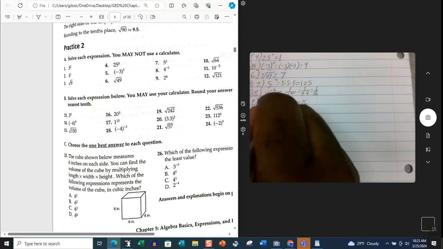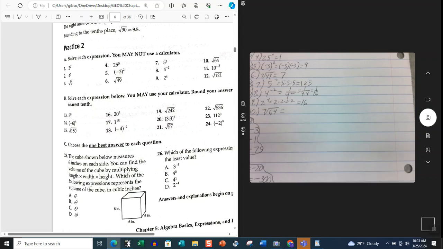Square root of 64. We ask ourselves, what times itself is 64? Now, we already did the square root of 49 is 7. So we try 8 times 8. 8 times 8 is 64. So the square root of 64 is 8.